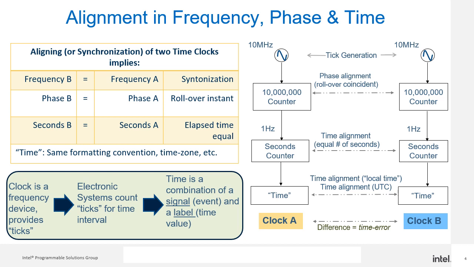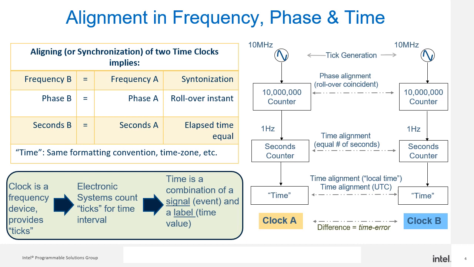Now, every time this rolls over, we can have another counter for seconds. Now, let's assume that both the seconds counters start at 0. Then, as long as they are time aligned, we'll see an equal number of seconds. We can make it a little more fancy and look at time alignment in terms of local time, because then we have to take into account where we are in the world, what time zone, etc. So basically, the difference between the time values of the two clocks is also referred to as the time error.